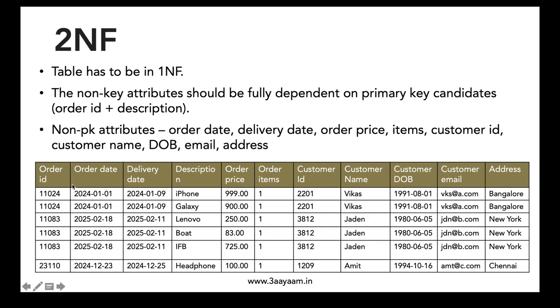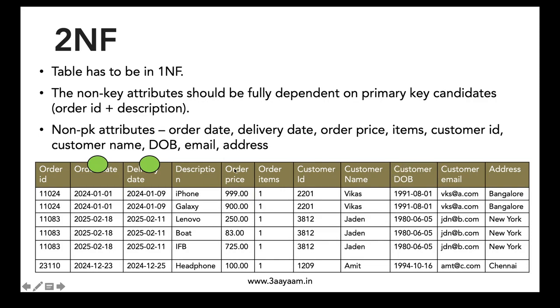So let's take order date first. Order date is definitely dependent on order ID and the description also, because description is part of this particular order. This is green because order date is dependent on both order ID and description. Same is the case with delivery date, because delivery date is also tied with order ID and description. Now I will not talk about description because description by itself is a candidate key. It's part of the primary key.